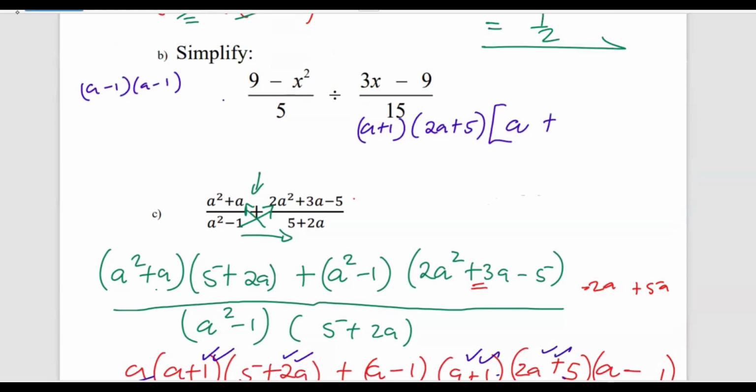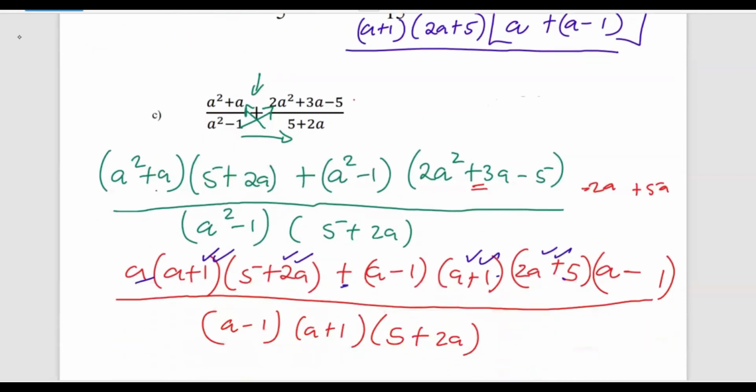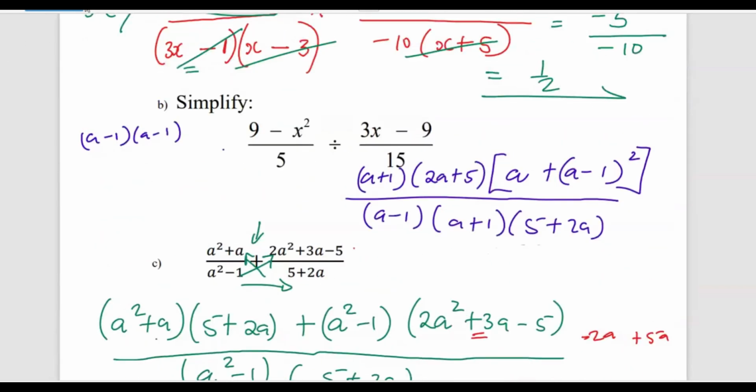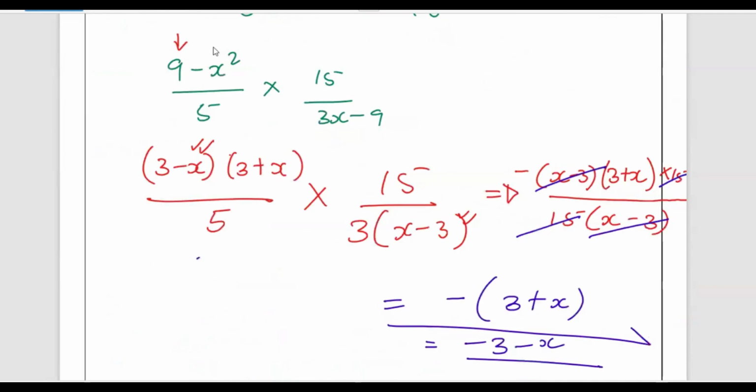Do I need to open that up? It's not a big deal. Let me just leave it as a minus 1 squared for now. Then over these same things, that's going to be a minus 1, a plus 1, and then 5 plus 2a. Good. So now it is party time. This cancels that, this cancels that. Now I can go to the other page and see how I can simplify this further.